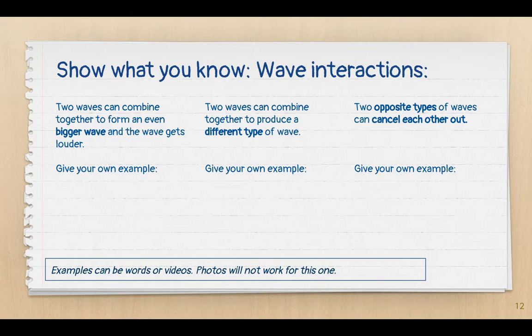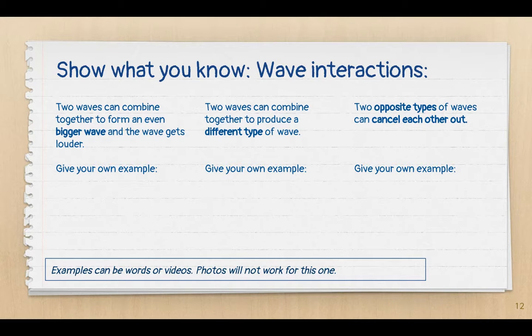And finally, two opposite waves that cancel each other out. And I would like you to give me an example here. Now, we've been talking about sound waves, a little bit of light waves, and definitely other waves related to water. You can give me multiple examples, and you don't have to do it in words. You can make a video if you would like and insert your videos here in the Google slide deck.